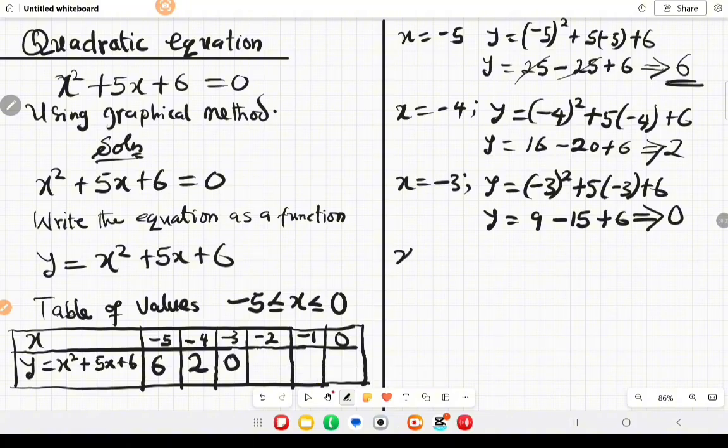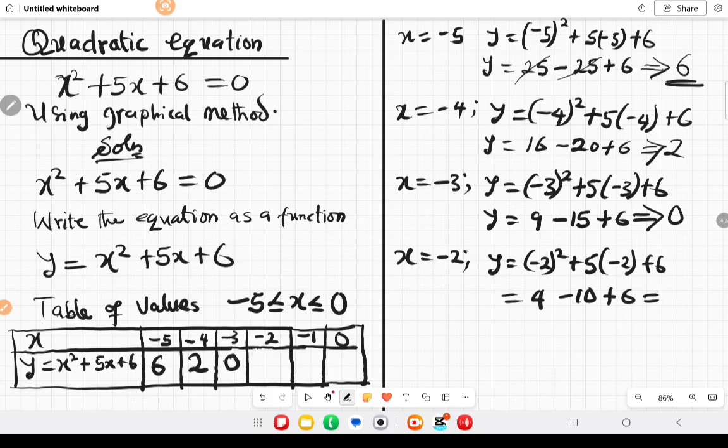Then we continue. When x is equal to minus 2, y equals minus 2 all squared plus 5 times minus 2 plus 6. Minus 2 squared gives us 4. 5 times minus 2 gives us minus 10, plus 6. The final answer: 4 minus 10 gives us minus 6, and minus 6 plus 6 gives us 0.